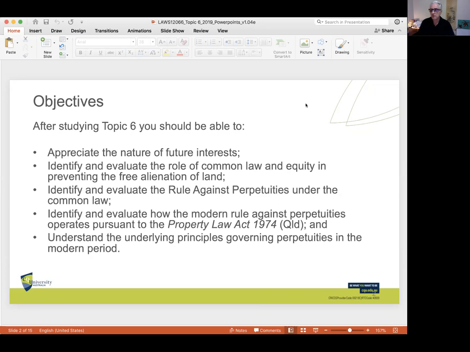And just have an overall understanding of the underlying principles that are governing perpetuities in the modern period, understanding it's come out of an historic, fairly ancient context, actually, in terms of a response to attempts by freeholders and fee simple interest owners to tie up land. How does that work today in modern society, in Queensland and more generally across Australia?